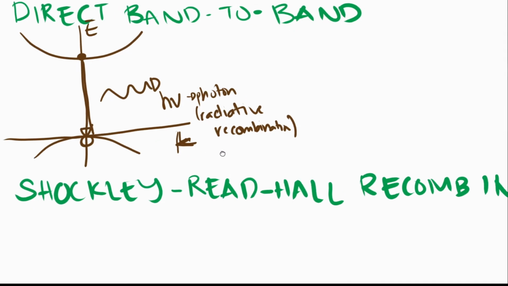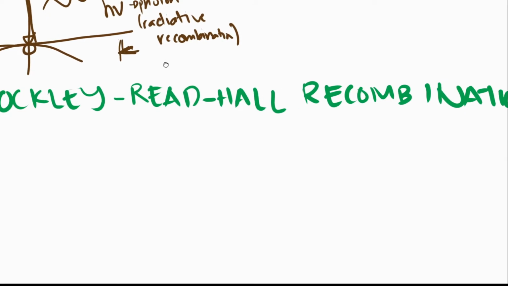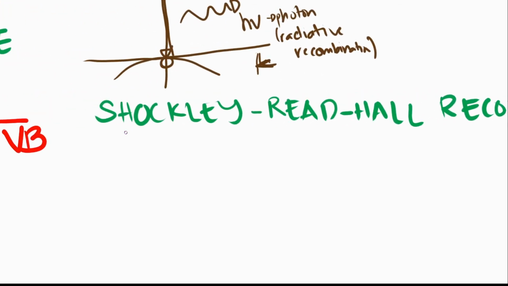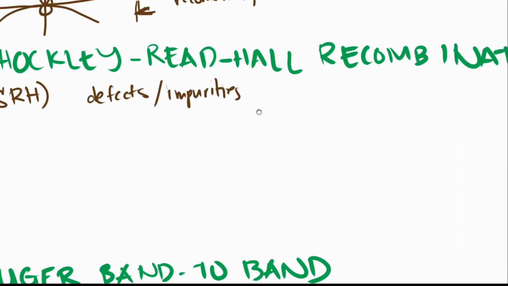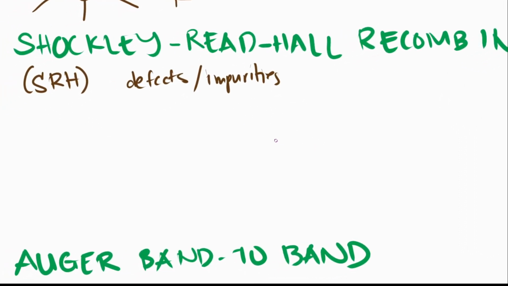Next, we have your Shockley-Read-Hall recombination. This is also known as your SRH recombination. Shockley-Read-Hall recombination happens when there are defects or impurities in your system, which is always the case, except for some very special materials. Remember, no material is 100% pure. All have imperfections. Yung surface natin, imperfection agad yan.